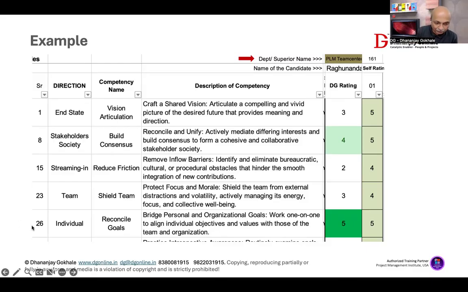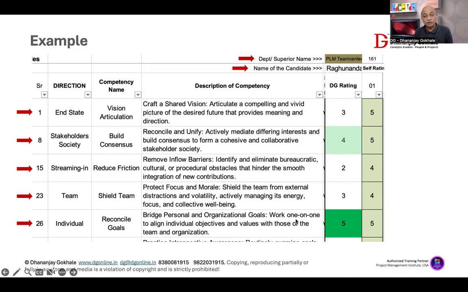And now if you see the last part, this is serial number 26. There are total 48. Serial number 26 works in the direction called individual, right? End state, stakeholders, streaming team, individual, self energy. These are the components of the direction. So, individual in this competency, short name is reconciling the goals. And the description of this entire competency is bridging, the ability to bridge personal and organizational goals.